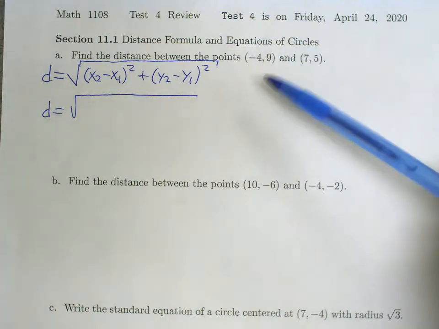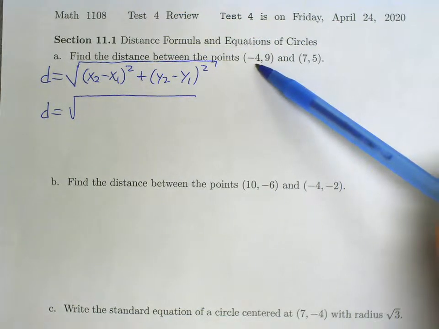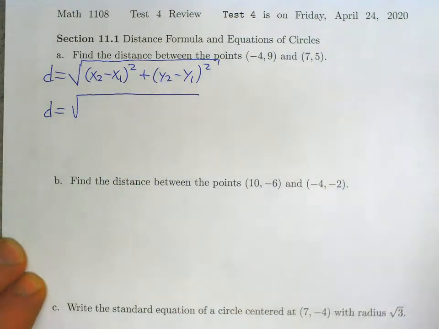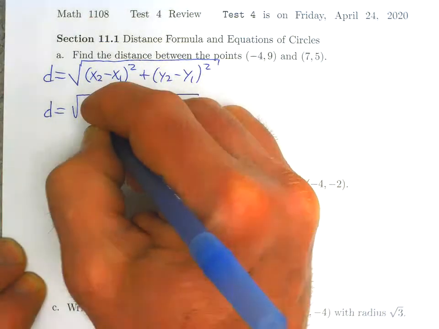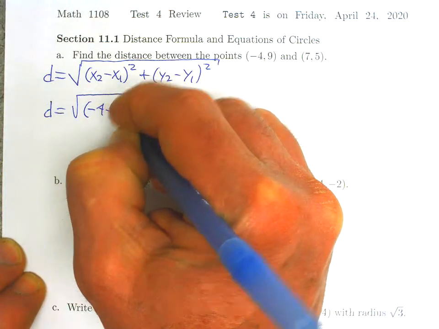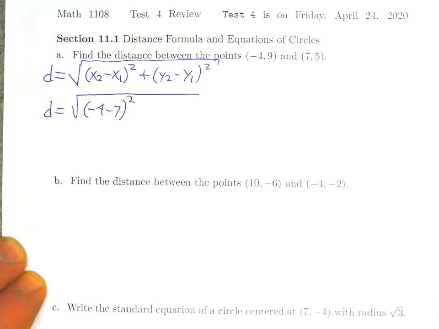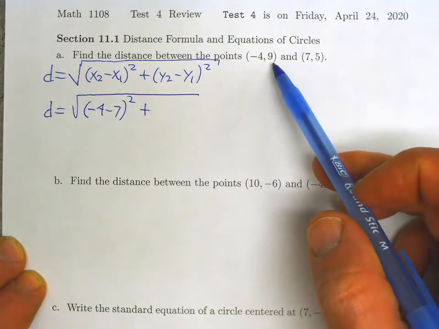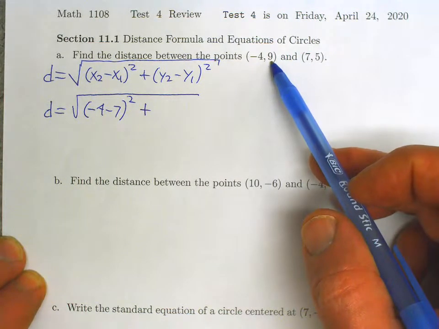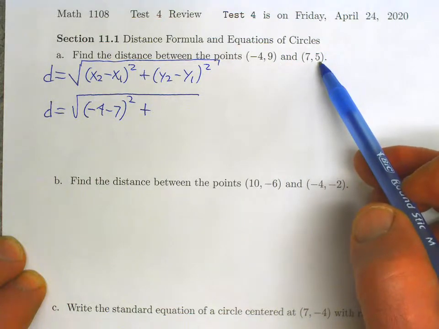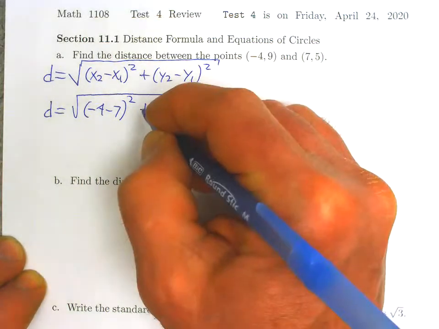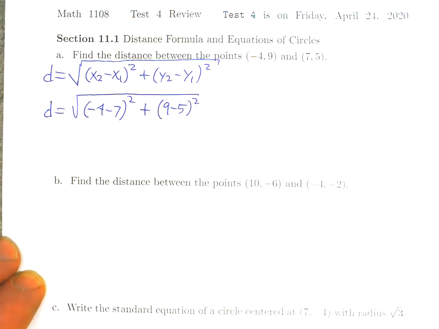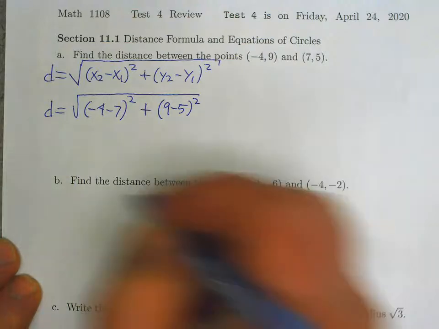So first, let's focus on the x-coordinates. One x-coordinate is -4. The other x-coordinate is 7. So inside the square root, we can write the quantity -4 minus 7 squared, and then plus, now we focus on the y-coordinates. One y-coordinate is +9 and the other one is +5. So inside the square root, we have plus the quantity 9 minus 5 squared. And then we do the arithmetic.